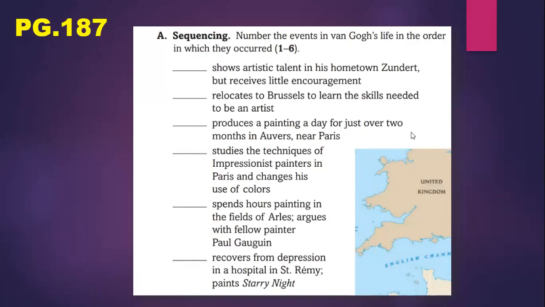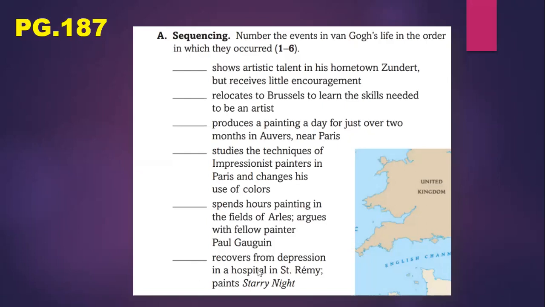Shows artistic talent, relocates to Brussels, produces a painting, studies the techniques, spends hours painting, or recovers from depression. What do you guys think? Number 1, in this case, is shows artistic talent. Let's check it out. Yes, Abby, thank you. In that case, it was the other one, Melissa. Shows artistic talent. In this case, is number 1.